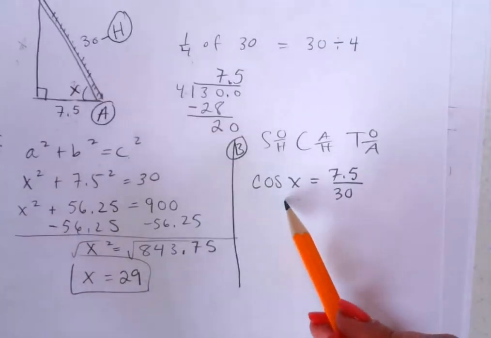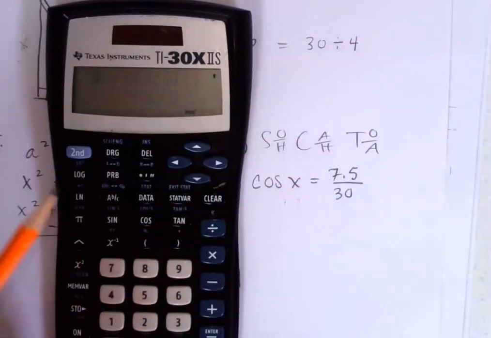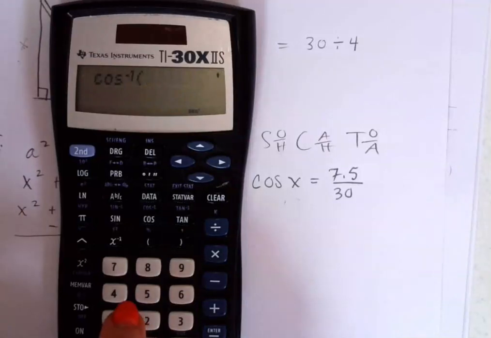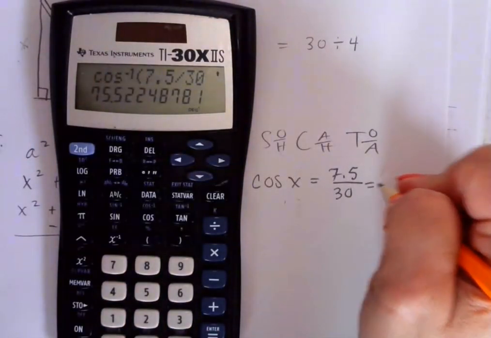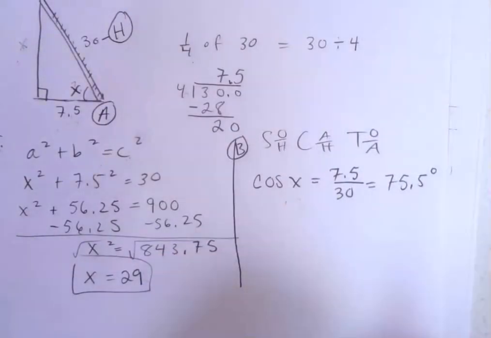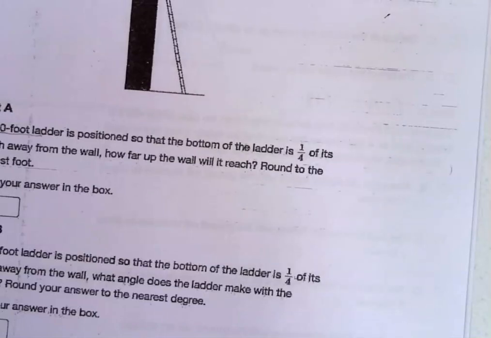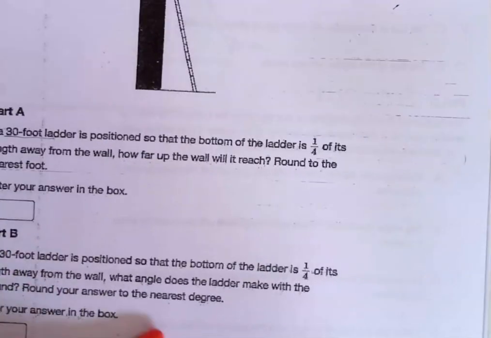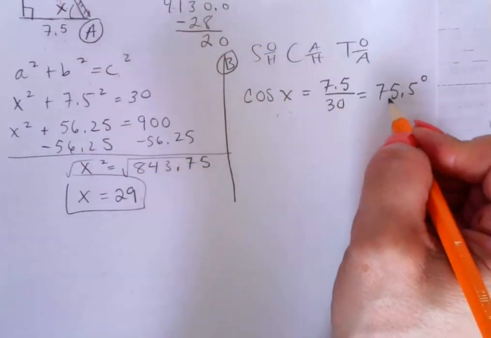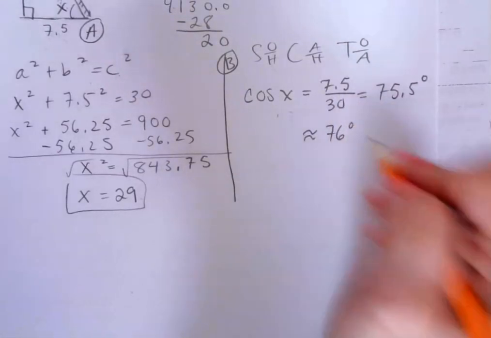Now remember, when we're looking for the angle, we have to use the second button on our calculator. So we're going to do second cosine 7.5 divided by 30. And that gives us 75.5 degrees. Let's see what the instructions are as far as rounding. It says round your answer to the nearest degree. So when it says nearest degree, that means a whole number. So we do not want a decimal. So 75.5 is going to round up to 76 degrees.